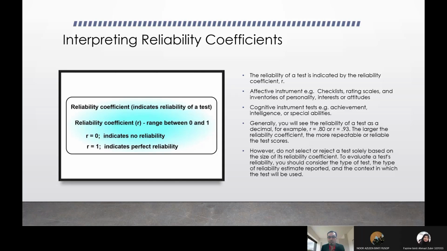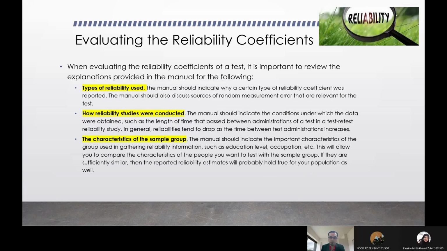To evaluate a test's reliability, you should consider the type of test, the type of reliability estimate reported, and the context in which the test will be used. So this is the thing that you should consider before selecting any instrument into your research project. Okay, next, evaluating the reliability coefficient.